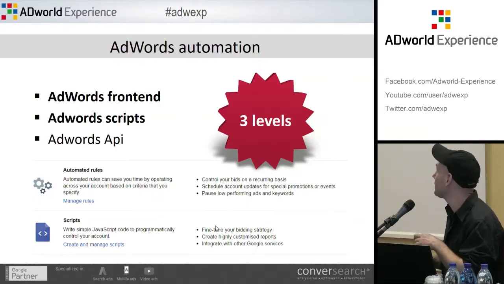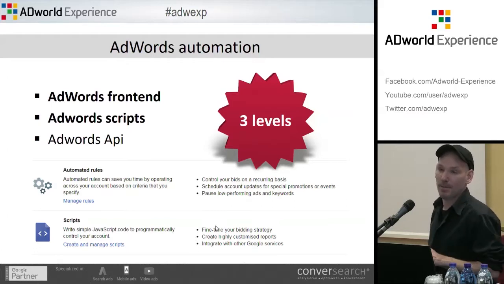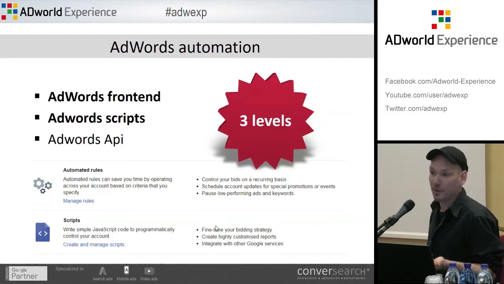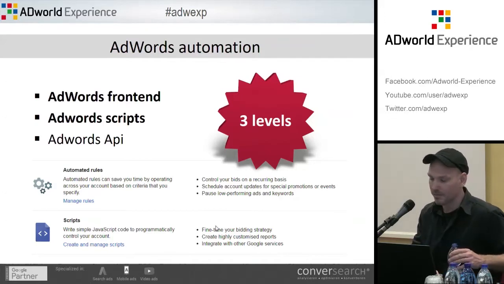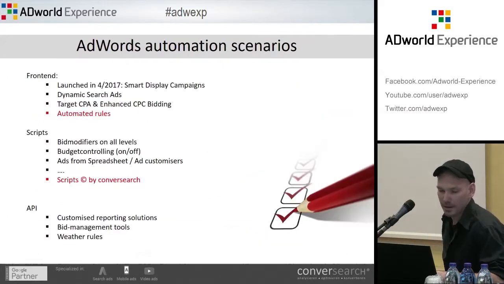As I just mentioned, automation in AdWords takes place on 3 levels. The front end, which is basically the AdWords surface where you log in; the AdWords scripts that you can implement, little JavaScripts basically; and the AdWords API. And as mentioned before, we are focusing on the front end because that is where the automated rules are placed.